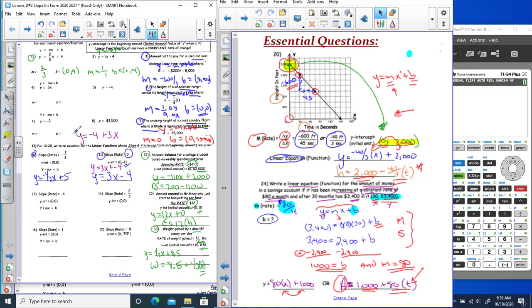Try number 13 through 17. Pause the video for just a moment and see if you could write out those linear relationships appropriately.